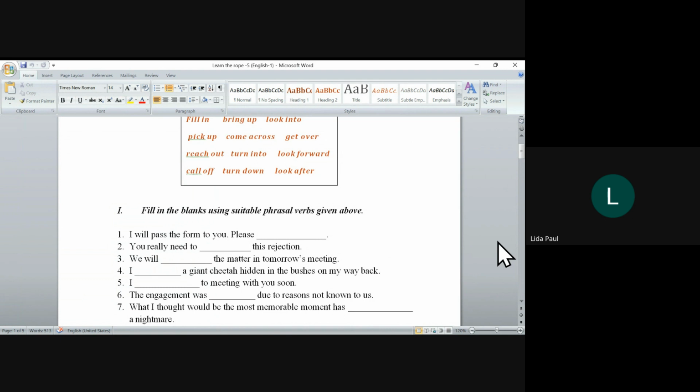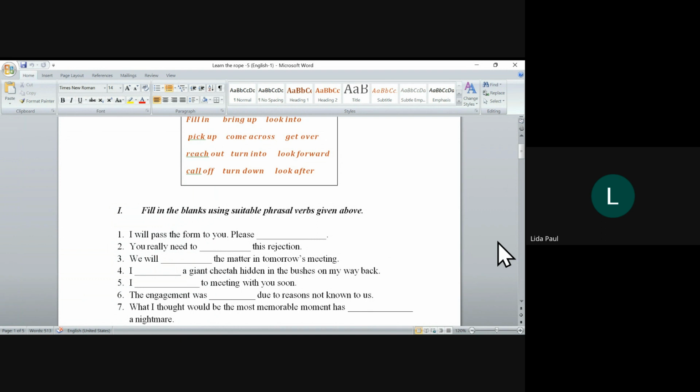Fourth one, I dash a giant cheetah hidden in the bushes on my way back. Came across, correct, right? Came across is the one here. I came across a giant cheetah hidden in the bushes on my way back. We already discussed this is an inseparable phrasal verb. But we changed the tense of the phrasal verb come across to came because of the word hidden. Okay, it gives you the hint that the sentence is in past tense. So you need to change come to came here.